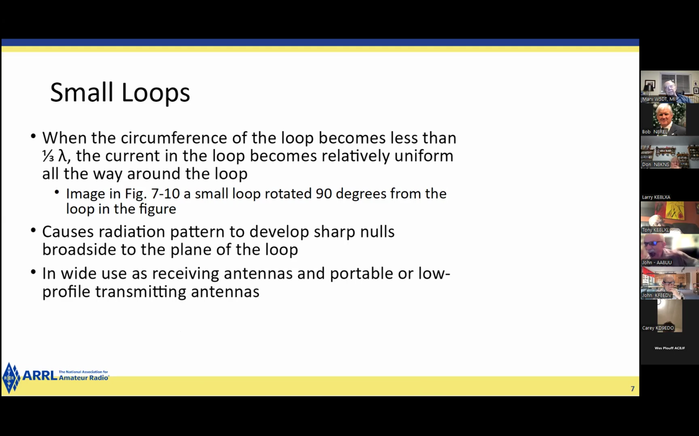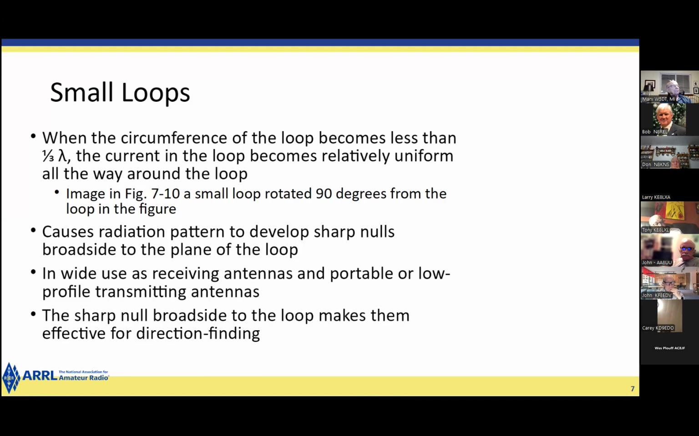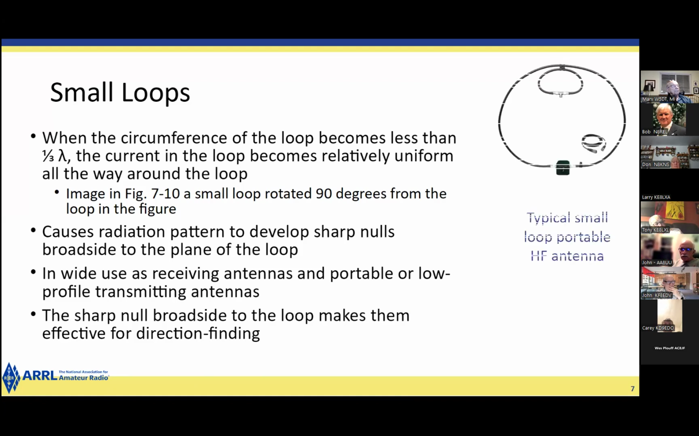Some guys use them in HOAs, guys that live in HOAs. It's something they can set up quickly or move, or they can put it in their yard and decorate the thing somehow and kind of hide the fact that it's there. The sharp null broadside to the loop makes them effective for direction finding. It's a typical small one.